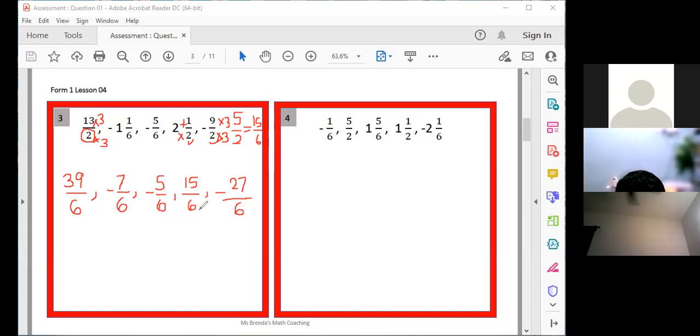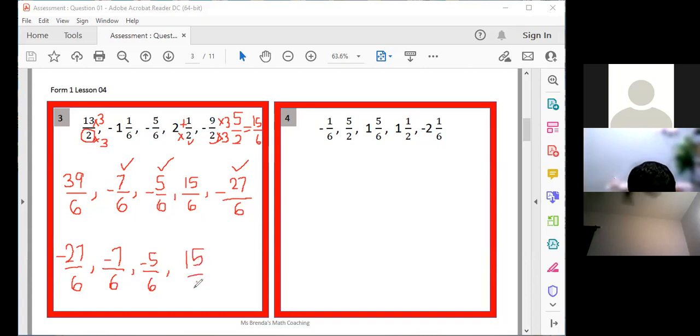Beautiful already. Now we can compare the numerator. But as I told you, pick your negatives first. And the biggest negative will be the first number, the largest number there. So negative 27 over 6 would be the first answer. Check now on your side. Followed by negative 7 over 6, followed by negative 5 over 6, and then followed by 15 over 6. And finally, 39 over 6. You can leave your answer like this.